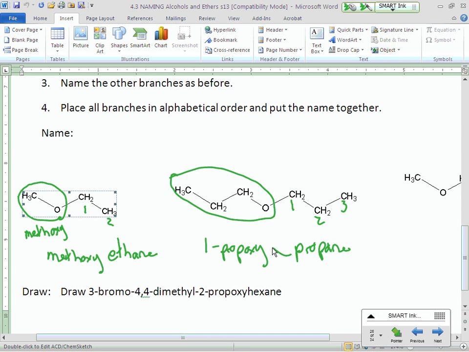1-propoxy, whoops, too much space, propoxy propane. Yes? Because I could take this thing, and I'll just take a different color. I could have it coming off of here, O, C, C, C, right? And if I did, and I ignored this thing, then I'd have the propoxy group hanging off of the number 2 carbon, and it would make it 2-propoxy propane.